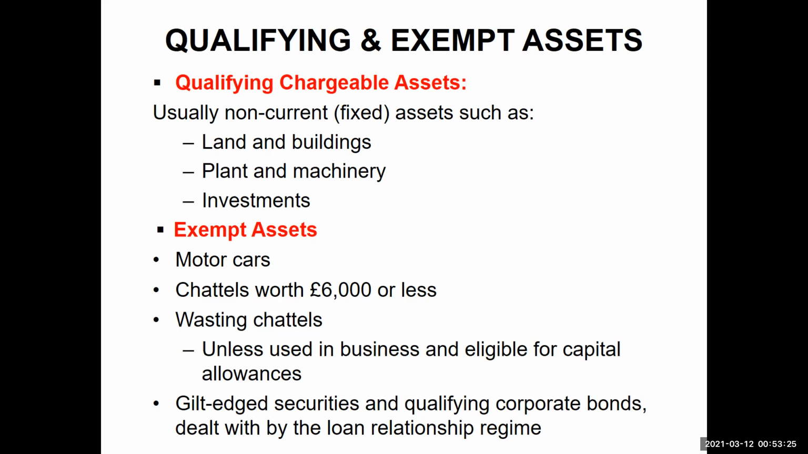Now, items which are normally exempt from CGT are vintage cars or motor vehicles, and any chattels which are worth 6,000 or less, in terms of cost and disposal. And any wasting chattels, unless these wasting chattels are used in the ordinary operations of the business and are eligible for capital allowances, like movable plant and equipment. Also gilt-edged securities and any qualifying corporate bonds are exempt from these CGT computations.